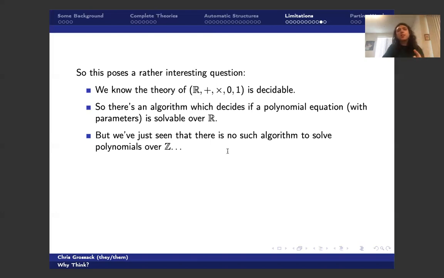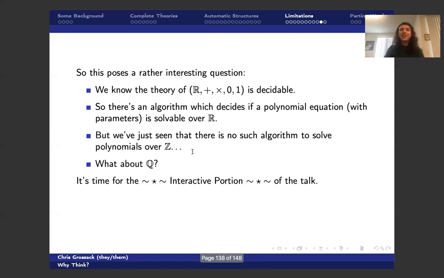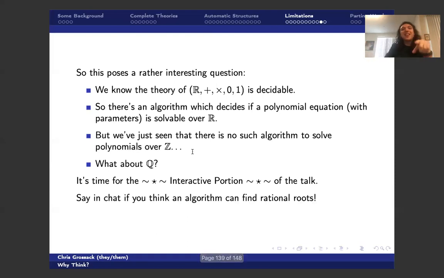Okay, so we've just seen that there's no algorithm to solve polynomials over the integers. Question: what about Q, right? That's an obvious intermediary ring to consider. And now it's time for the interactive portion of the talk. Go ahead and say in chat, or give me a thumbs up, thumbs down, if you think that there's an algorithm that can find the rational roots of a polynomial with rational coefficients.